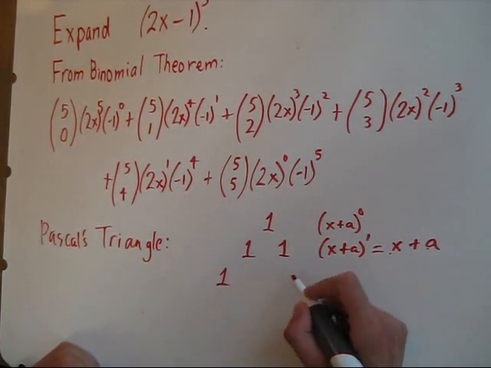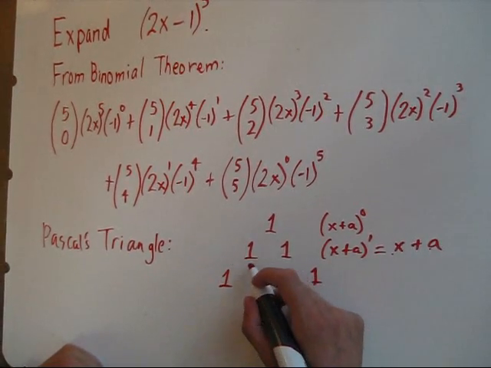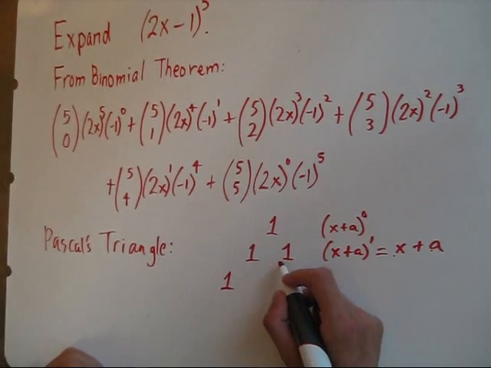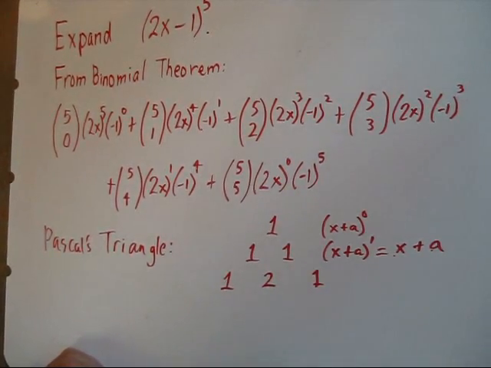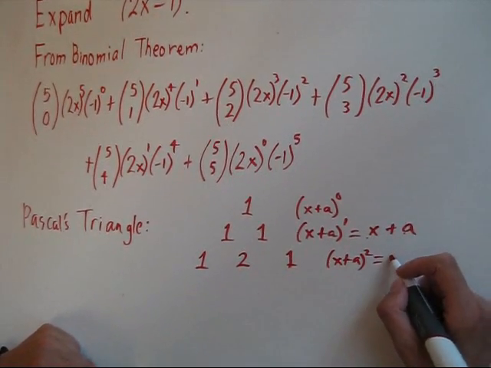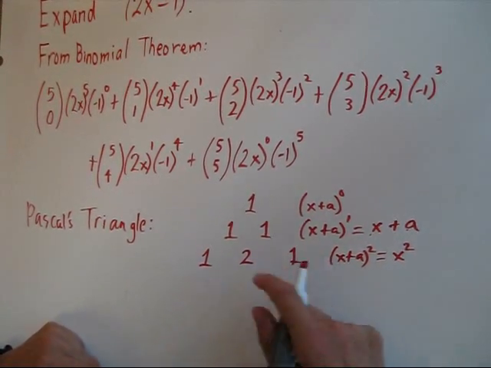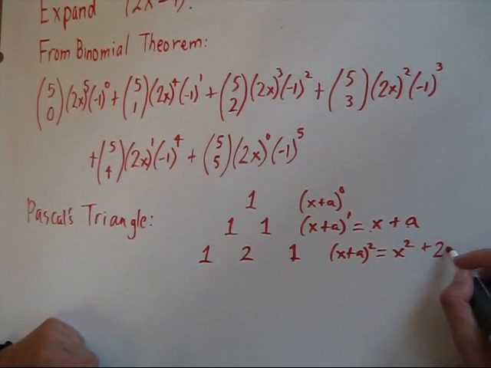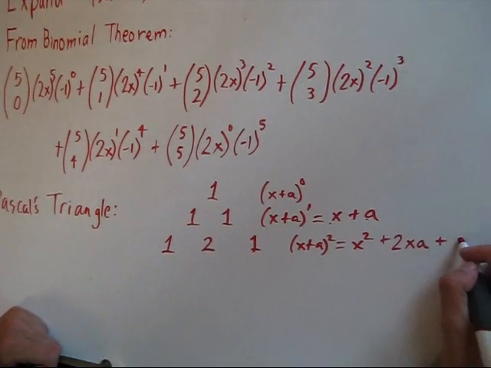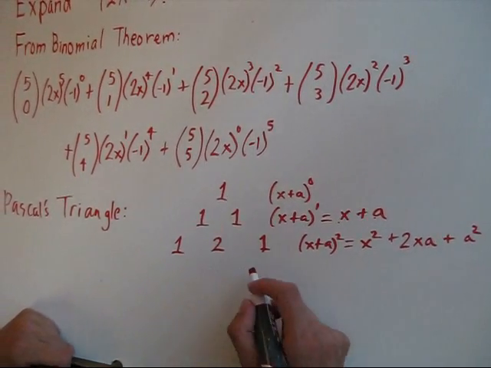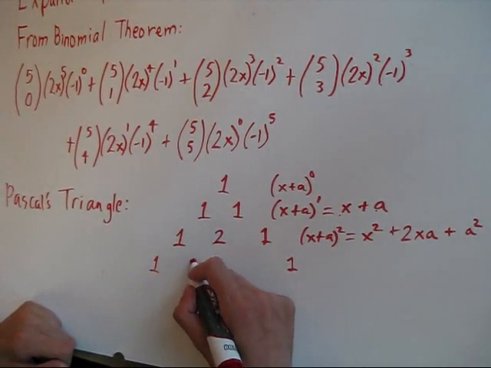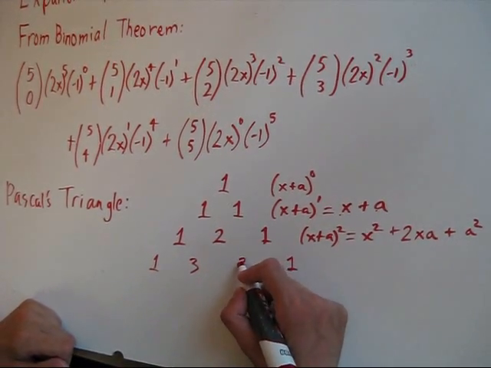Okay, now we do another 1 on the outside of both things. Then we take the 1 and the 1, add them together, and we'll get a 2. Okay, this corresponds to (x plus a) squared. So we have an x squared times 1 plus 2 times x times a plus 1 times a squared. Then do it again. 1's on the outside. Okay, 1 plus 2 gives us a 3. 2 plus 1 gives us a 3.